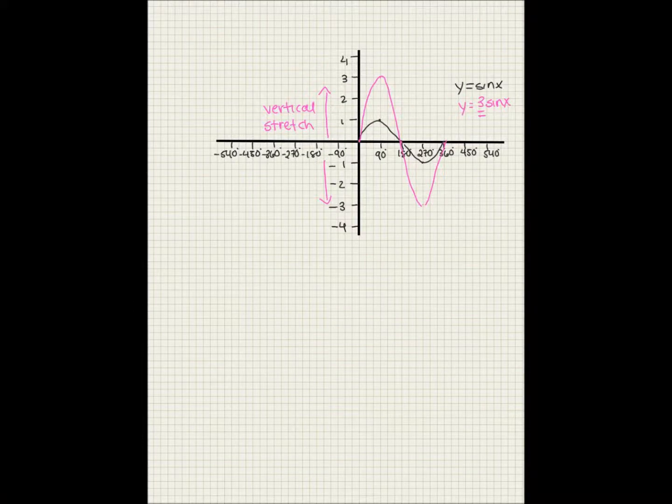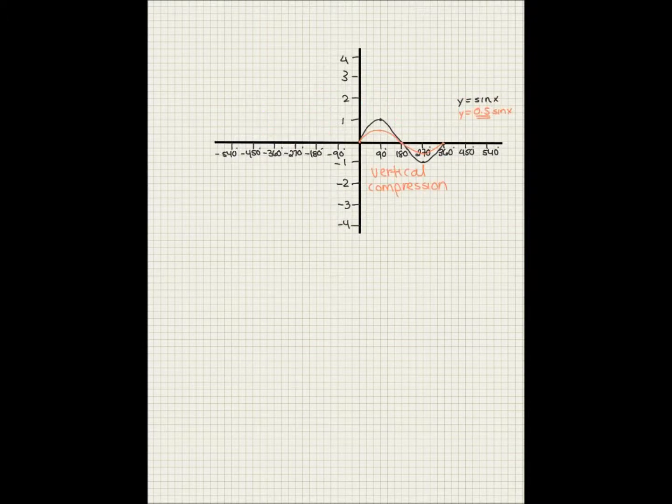This is called a vertical stretch. As you see, the black graph is the original sine graph. But because there's a 3 put in front of it, we're going to multiply all the y values by 3. So 0 times 3 equals 0, 1 times 3 equals 3, 0 times 3 equals 0, negative 1 times 3 equals negative 3, and 0 times 3 equals 0. As you see, this graph has been stretched.